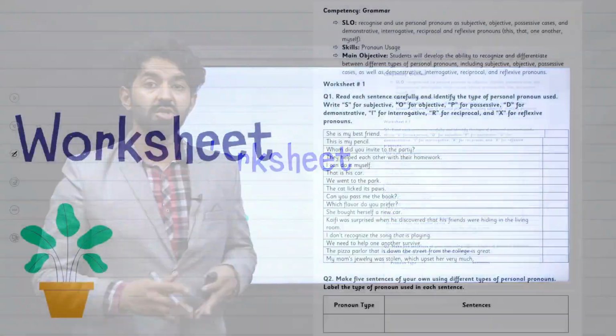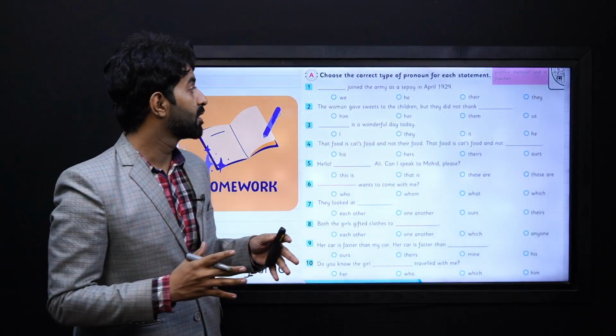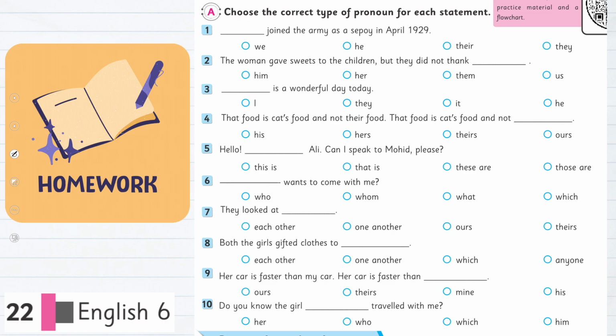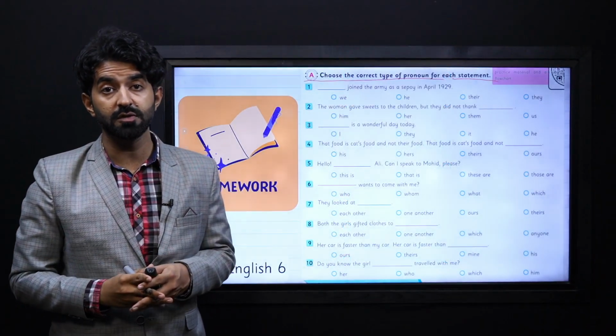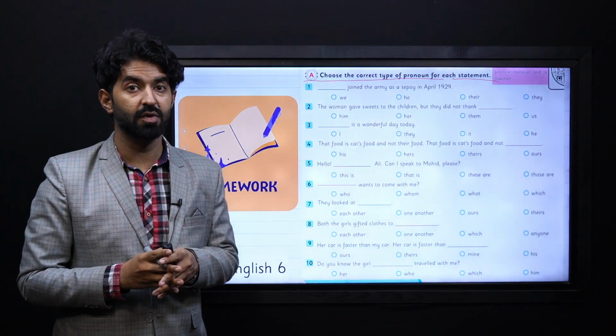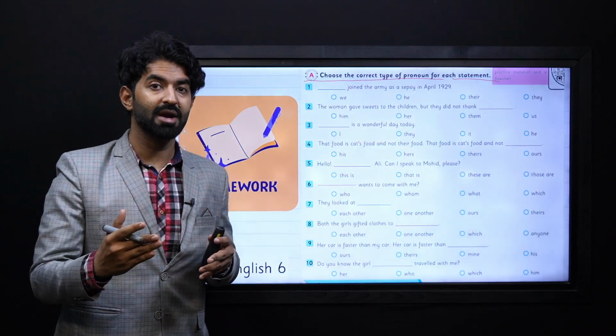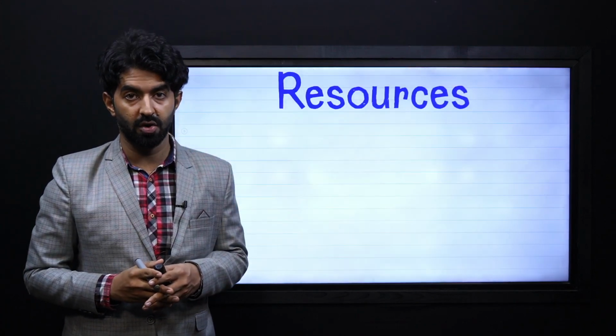We have your worksheet attached in the resources. Now moving forward to the homework. This is from your book, page 22. Choose the correct type of pronoun for each statement. Now these are multiple choice questions. After learning about the pronouns in our lecture, you can easily use them correctly in both your speech and in your writing.